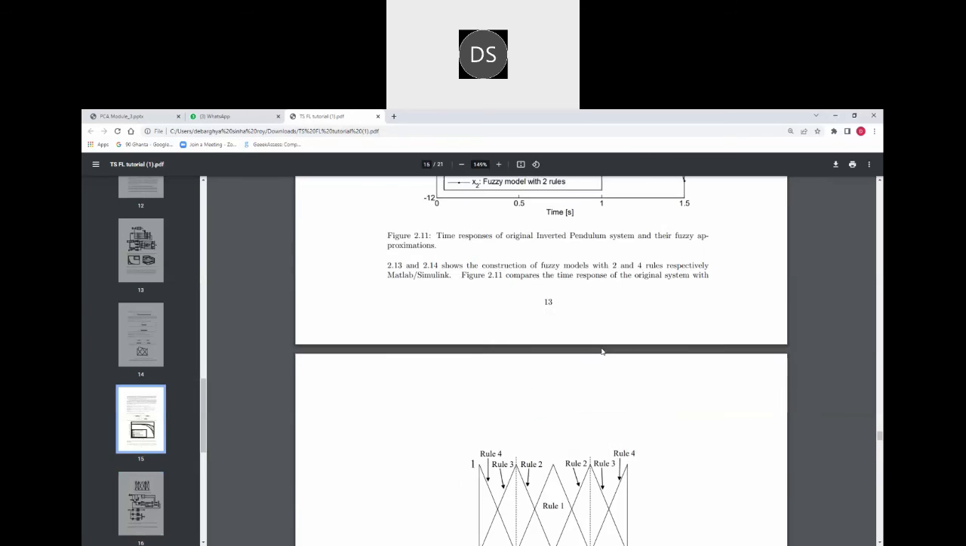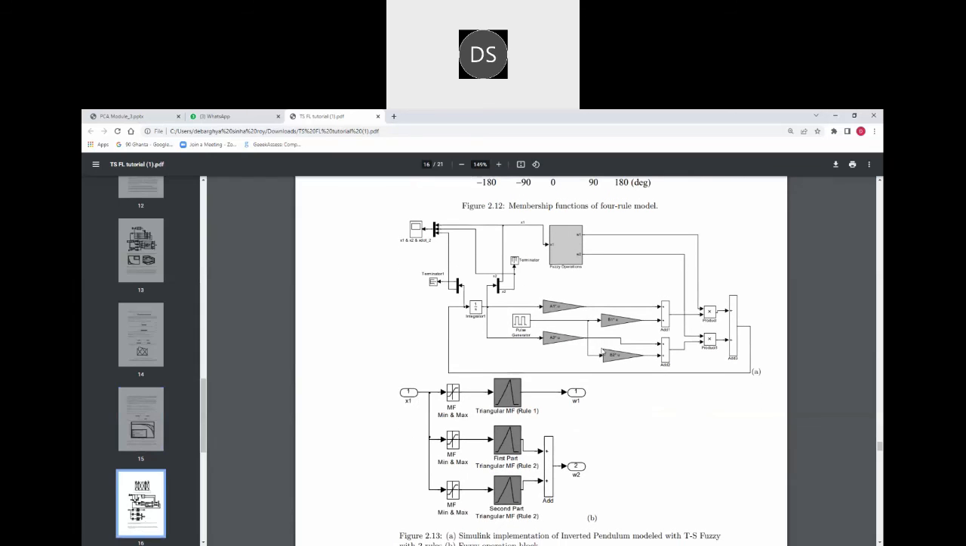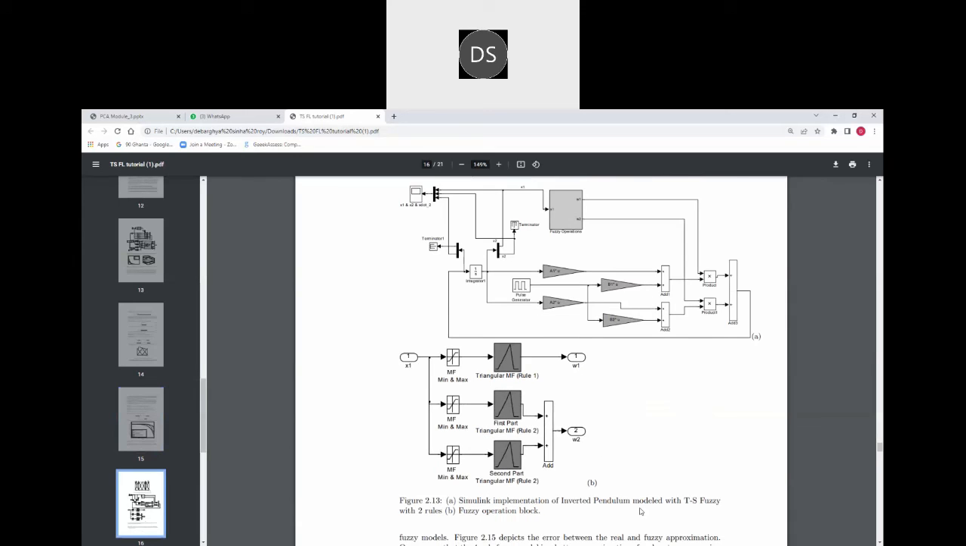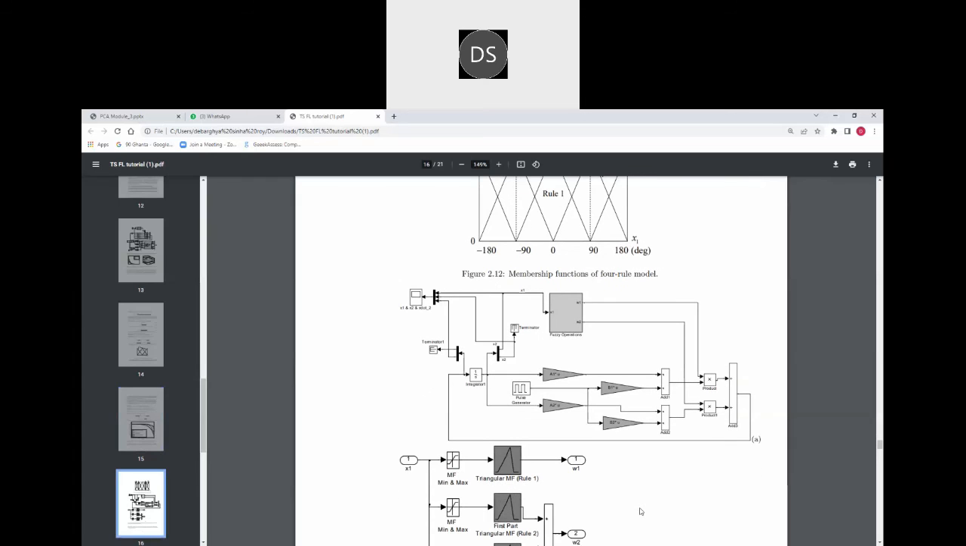Like we did in the previous example, this sort of inverted pendulum can also be solved using Simulink implementation. Here is a Simulink circuit. This is the whole thing which is described, and so our presentation is completed.